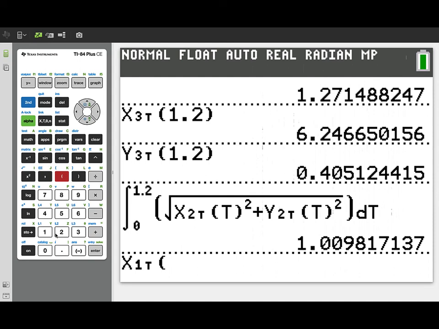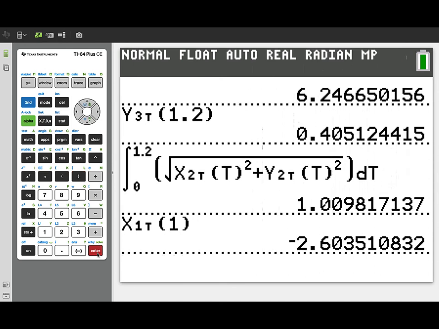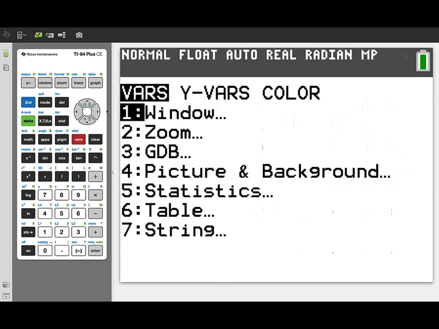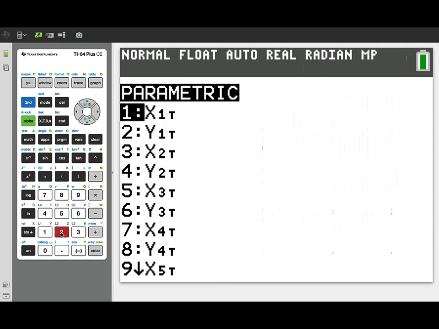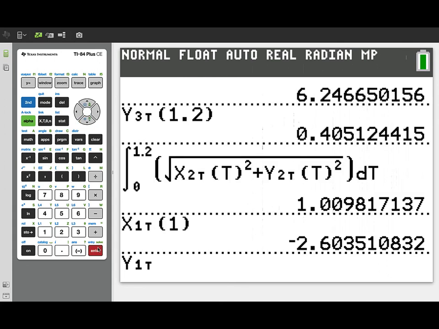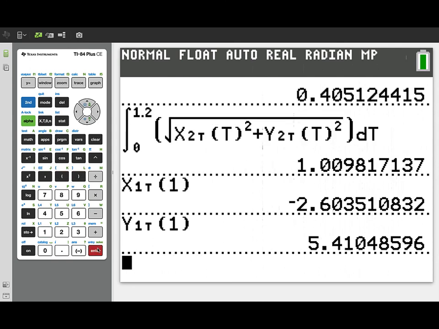So I'm going to evaluate x1(t) at 1 to get the x-coordinate of the position. And if we want the y-coordinate, we'll need to retrieve that. So now we get y1(t) at t equals 1. Once we calculate y1(1), we have the coordinates of our leftmost position.